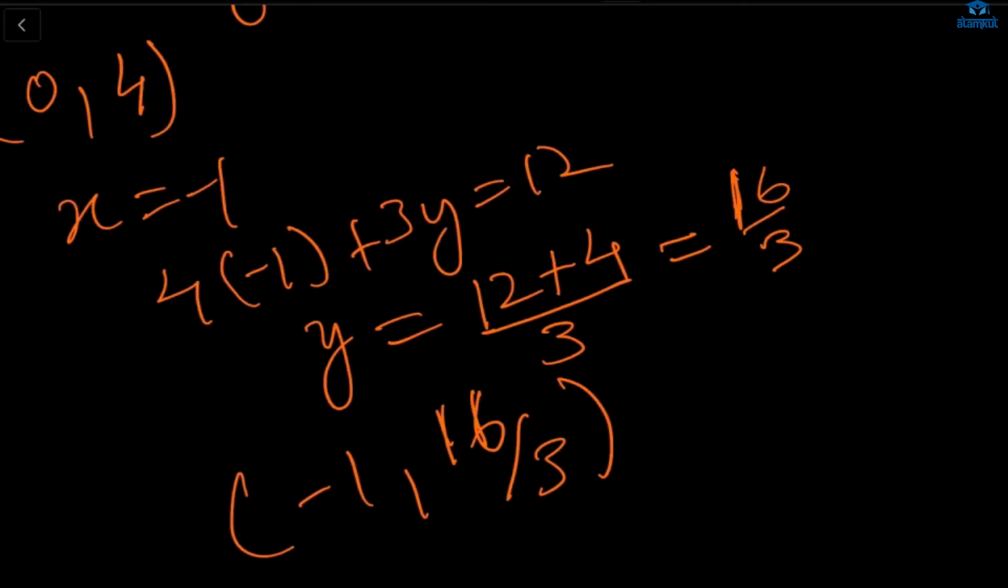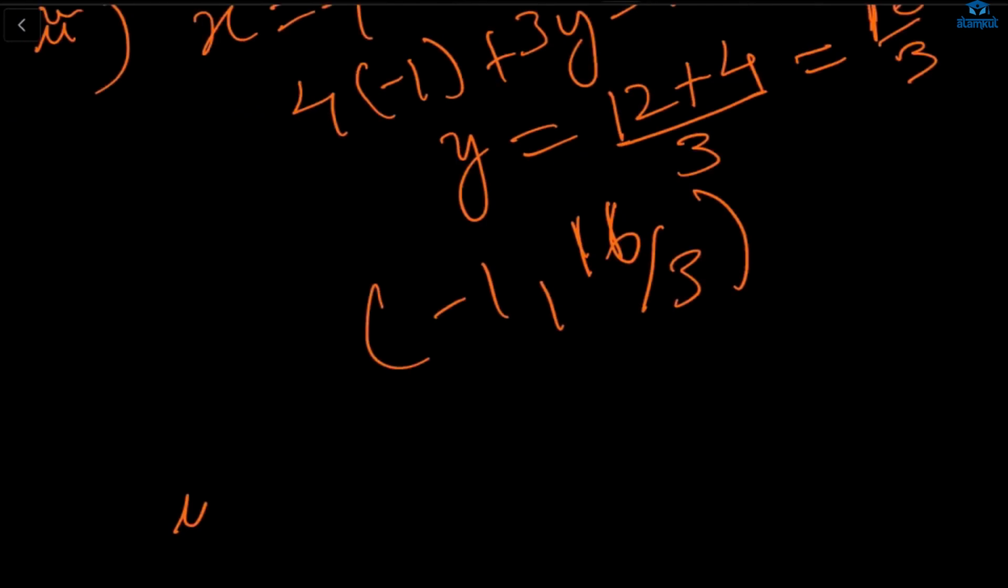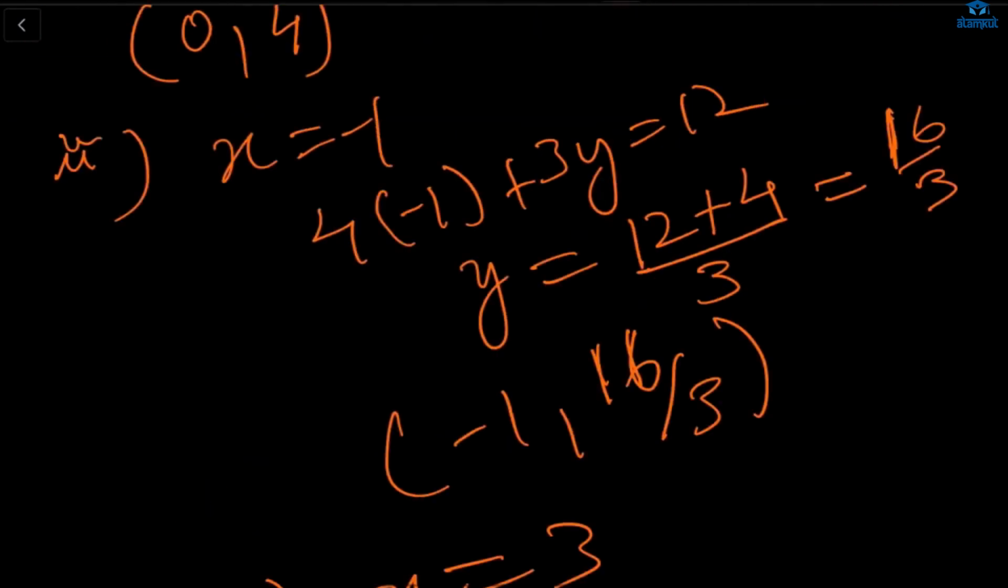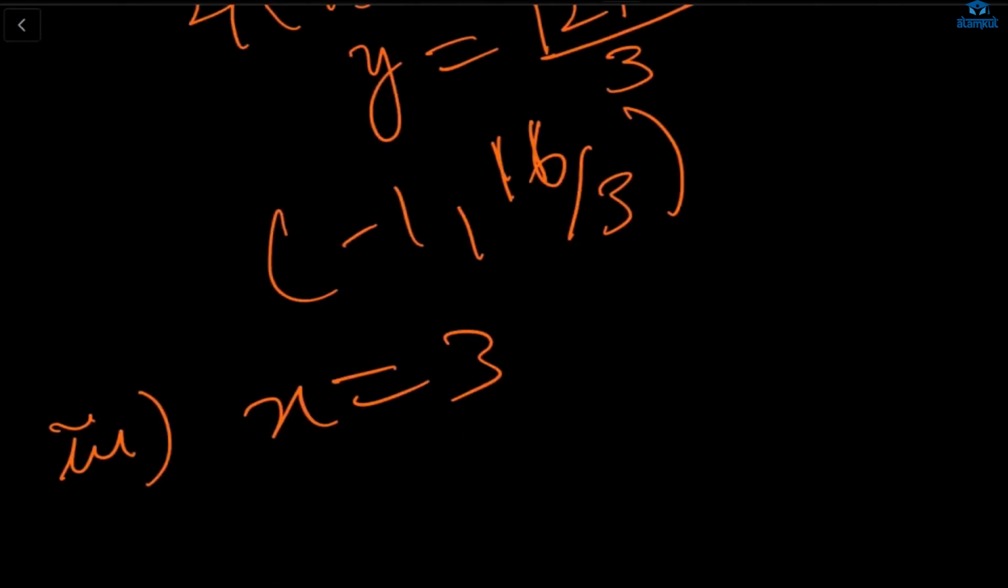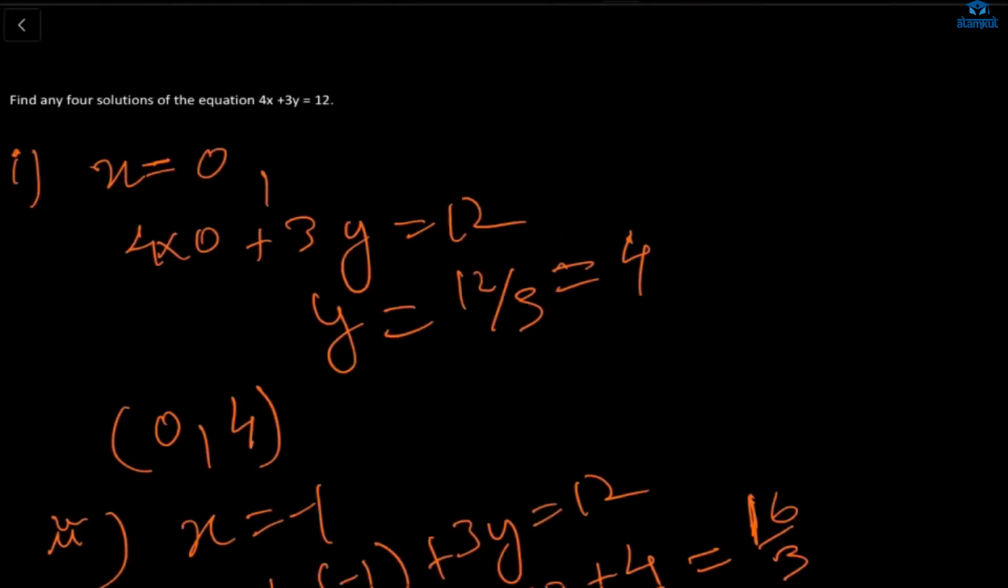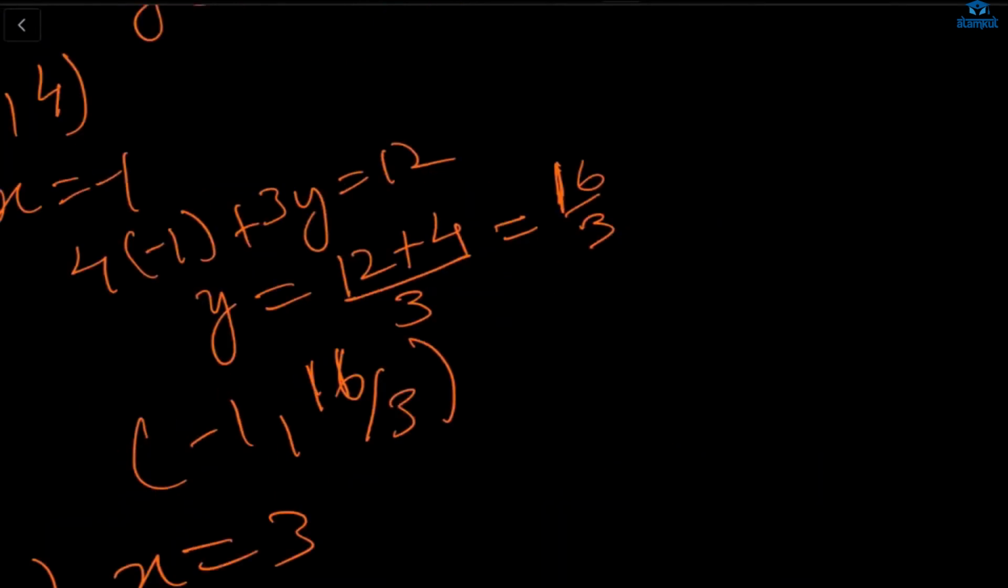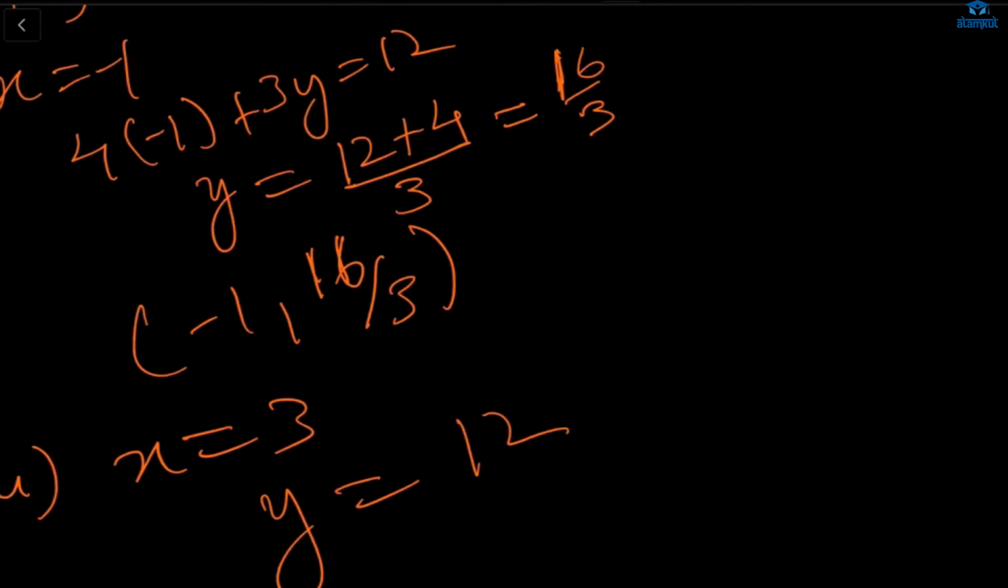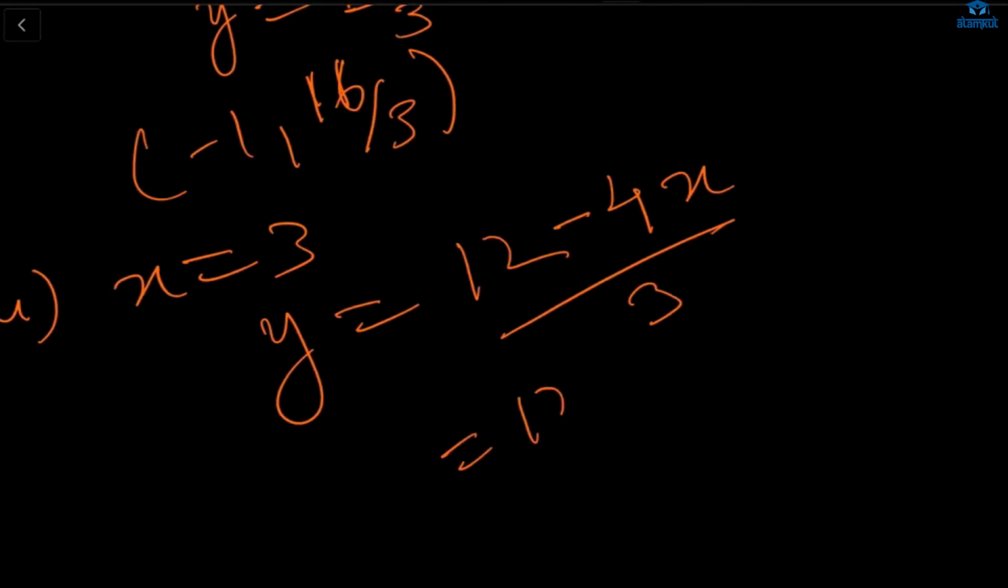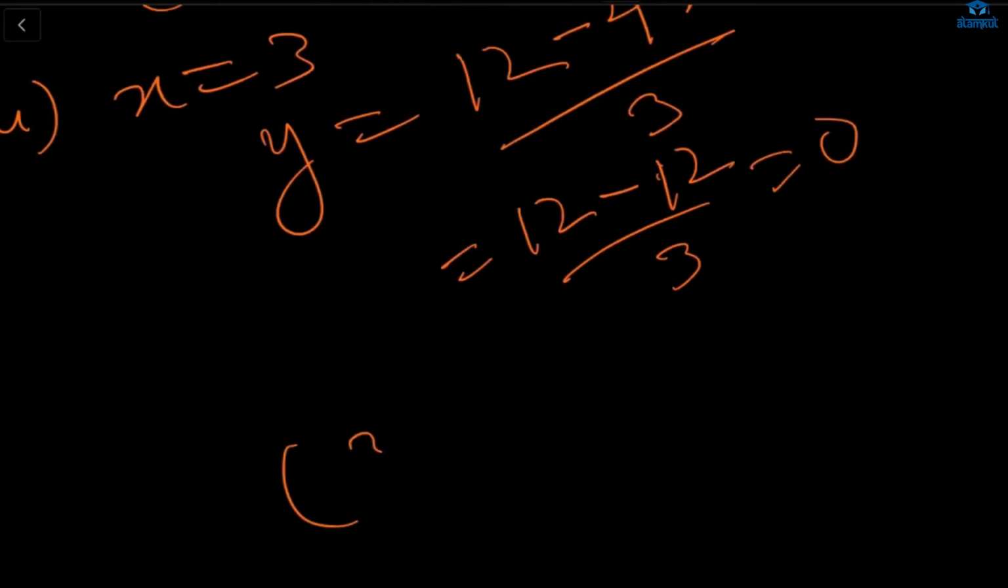Let's see for x is equal to 3. I'll change the equation of y in the form of x. So y is equal to 12 minus 4x by 3. Now you are telling x is equal to 3, so it will be 12 minus 12 by 3. So it will get 0. So at x equal to 3, y will be 0.